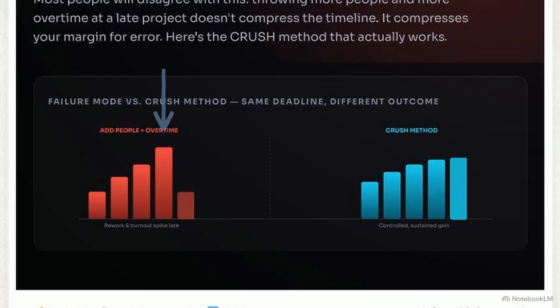We can replace that high rework failure mode with the crush method. This framework provides a controlled, sustained gain in productivity by focusing on 5 specific levers: crashing only the critical path, reallocating resources, unbundling dependencies, sequencing fast tracks, and holding quality gates.